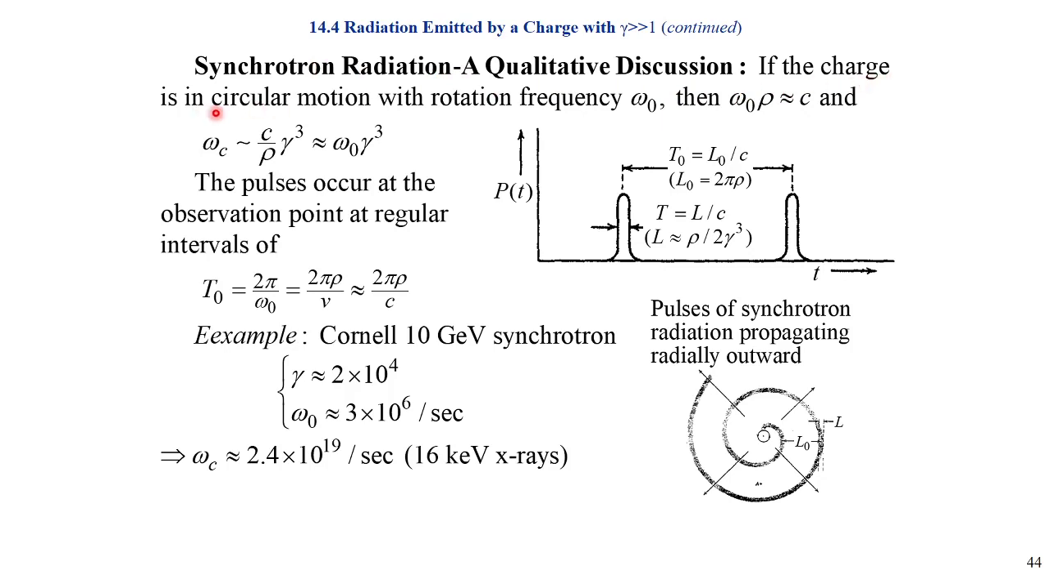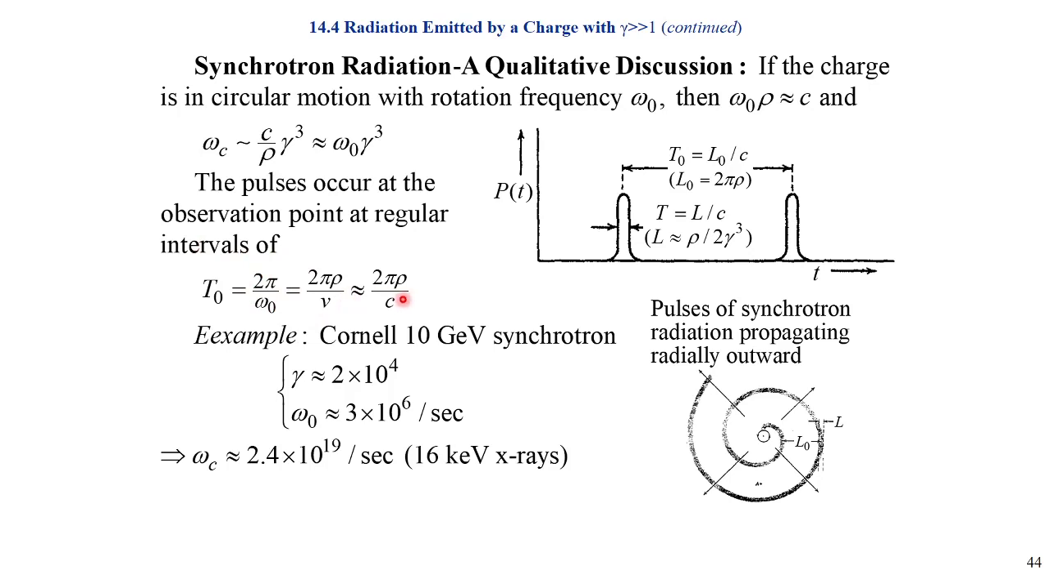If the charge is in a circular motion with the rotation frequency omega 0, that means omega c is about omega 0 times rho over c. Okay, what does this mean? Omega c, so we can determine the rho. Rho will be related to omega 0, gamma to the cube. The pulse occurs at the observation point at a regular interval of 2 pi over omega 0.